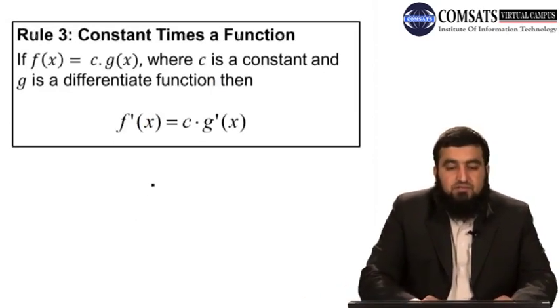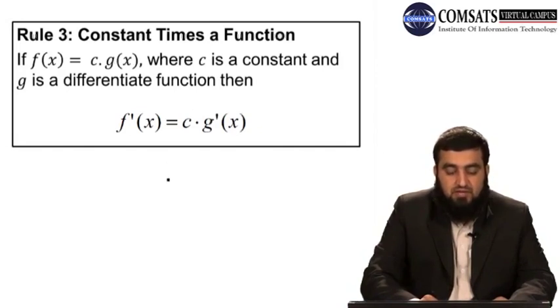So rule number 3, constant times a function. If you have a function f of x which is equal to c times g of x, where c is a constant and g is a differentiable function, then f prime of x is equal to c dot g prime of x.